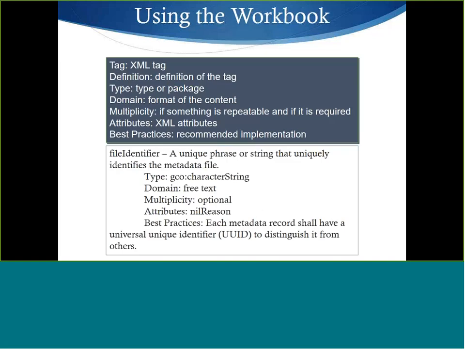1. And here's an example of what it looks like when you get to an actual tag. This one is for file identifier, which is basically an identification number for the metadata record. And generally speaking, it's good to make sure that the file identifier that you put into the metadata record matches the file name of the metadata record, or something extremely close, so that it makes it easier to find.